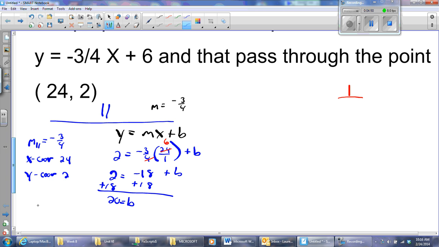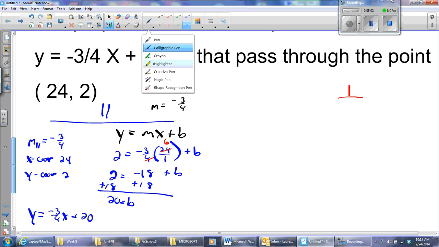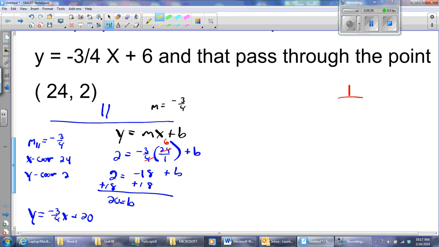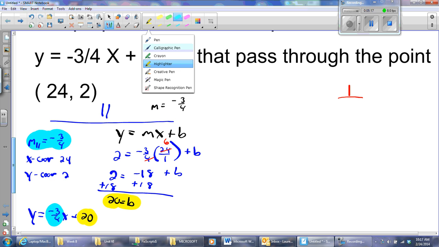So now I write the equation. y equals negative 3/4 x plus 20. Some of you probably wonder, how do I know what to use? Well, I just solved for b. So I have to use that, right? And I had to figure out the slope for the parallel line. So I use that. When I go to do the perpendicular one, I'll use the same measuring stick.